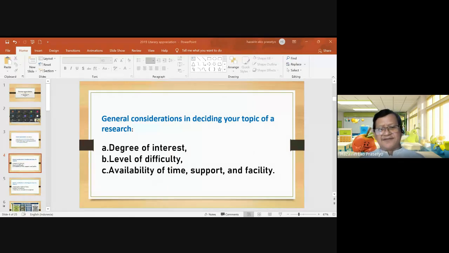So ask yourself before you decide your topic whether you have interest in the topic or not. Do not force yourself to do research about something that you are not interested in. Do not force yourself to do research because your friends chose that topic.